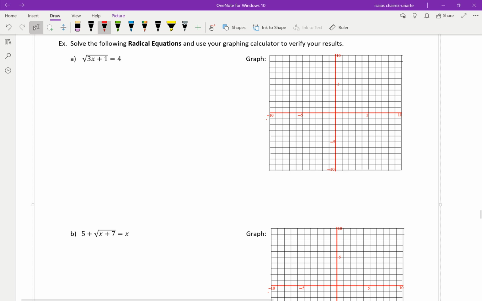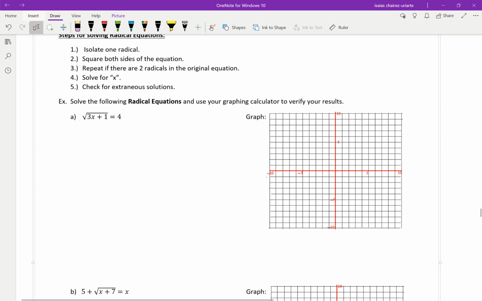Okay, so we were told to isolate the radical on one side of the equation. In the first example, the radical is already isolated for me. See, the square root part is all by itself on the left-hand side of this equation. If it wasn't, I would have to do whatever steps are necessary in order to leave it isolated. So in this particular case, step 1 is already taken care of for me.